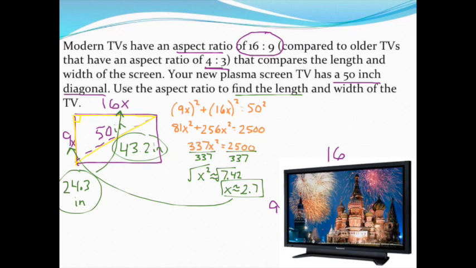If I wanted to check this, I could do that fairly easily. Let's do a squared, 24.3, plus b squared, 43.2, and that should come out close to 50 squared. It may not come out exactly because I rounded it, but it should be very close.